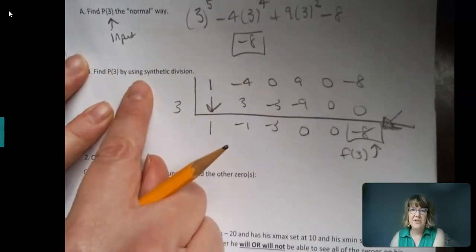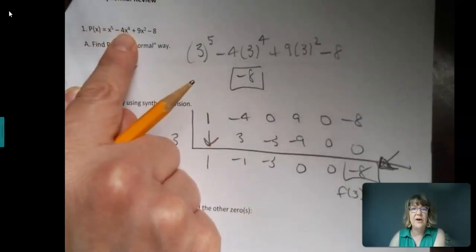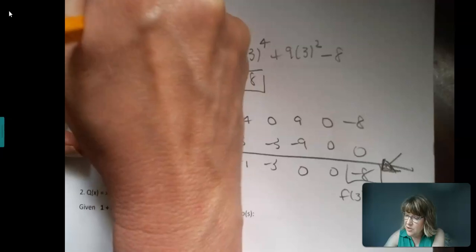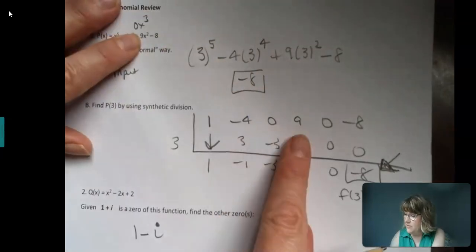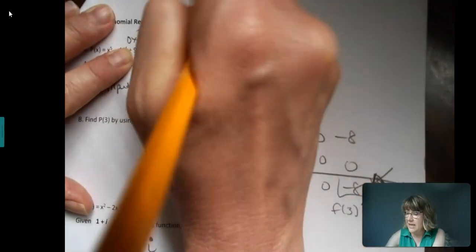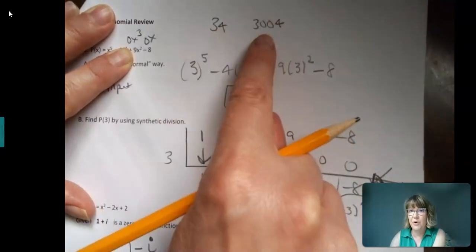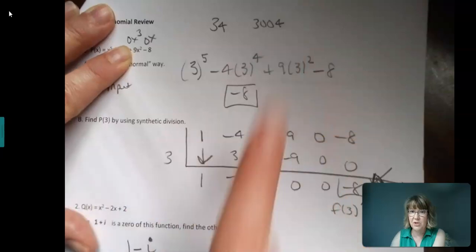The other way of doing it is synthetic division. Now you have a 1, a -4. See how you have 0x cubed? So you need to have a placeholder for that. You have 9x squared, and then you have 0x's minus 8. Just kind of like the difference between 34 and 3004. Those zeros hold places. So if we don't see them, we think it's 34. If we see them, we know it's in the 3000 range, okay?